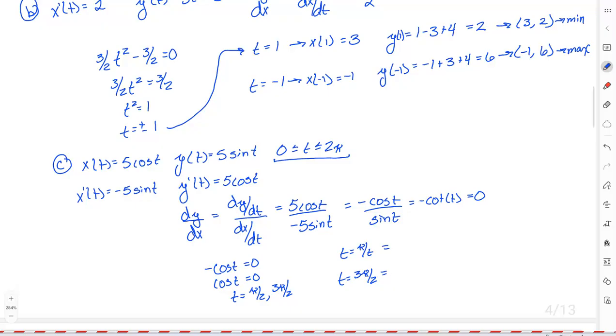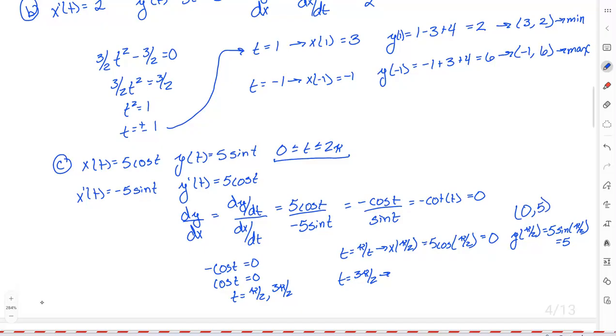So if I plug in pi over 2 to find the x-coordinate, I'm going to have 5 cosine of pi over 2, which is going to be 0. And then the y-coordinate at pi over 2, we're going to evaluate 5 sine of pi over 2, which is going to be 5 times 1, which is 5. So we're looking at the point (0, 5).